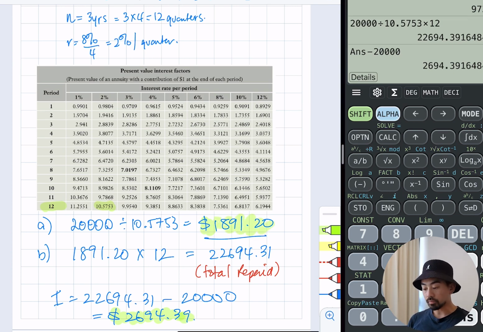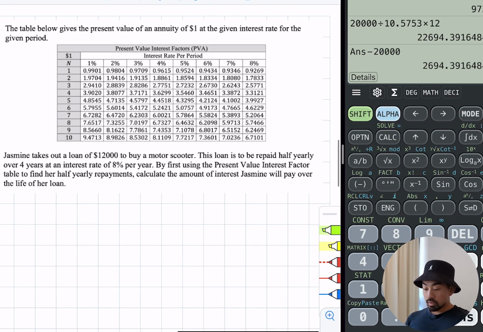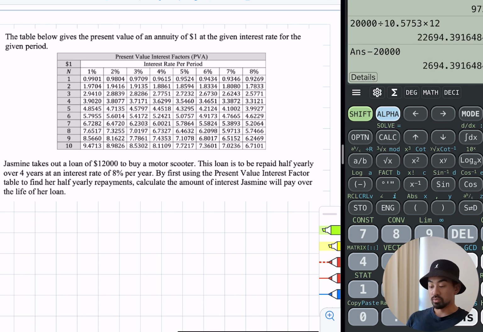All right, cool. One more question, which is more an exam style question. The table below gives the present value of annuity. So as we've seen, we've got a present value table. Numbers might be slightly different, but the gist is the same. Jasmine takes out a loan, okay, so notice that, of $12,000. So we probably need to divide. The loan is to be repaid half yearly over 4 years at an interest rate of 8% per year. By first using the present value interest factor table, find a half yearly payment, calculate the interest she will have to repay over the loan. Okay, so it's kind of guiding us what to do here.